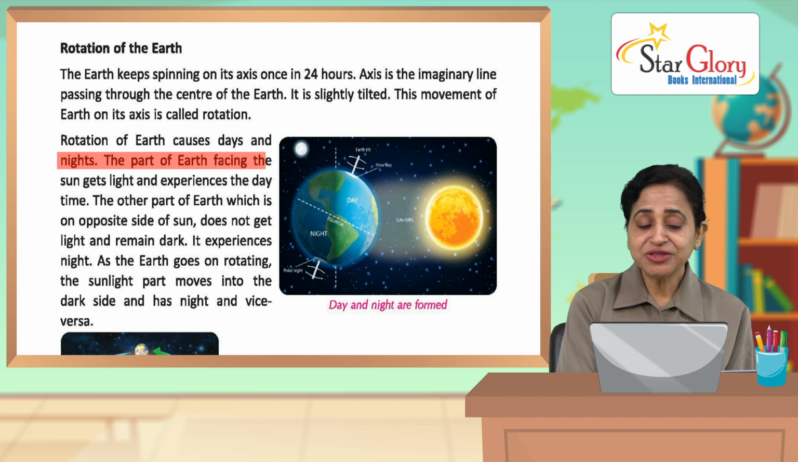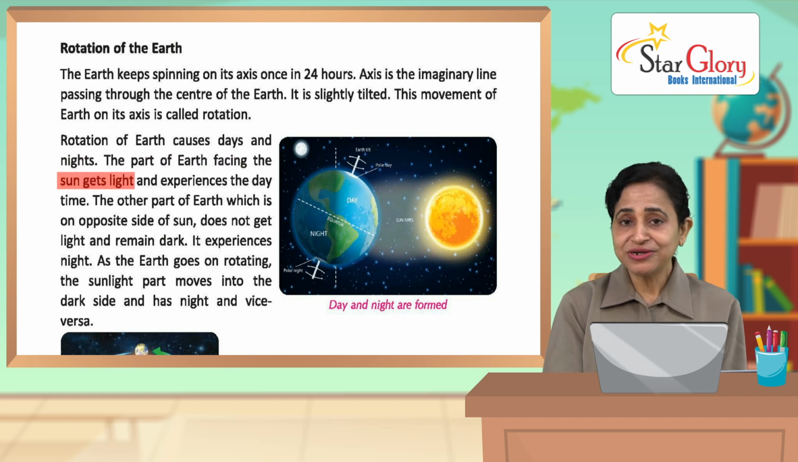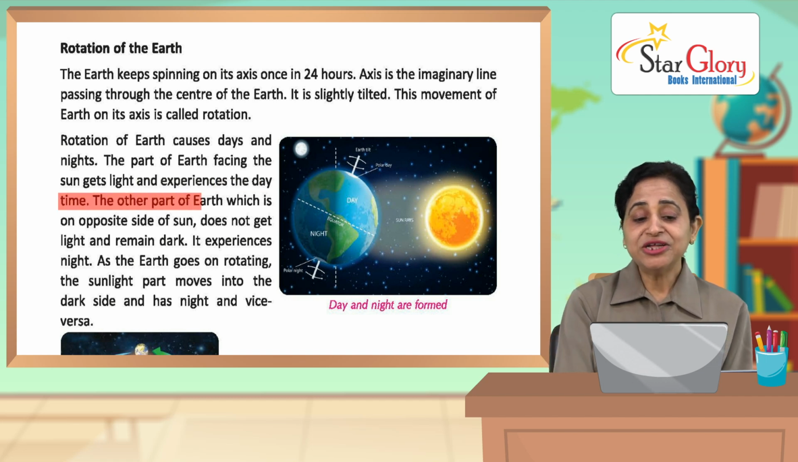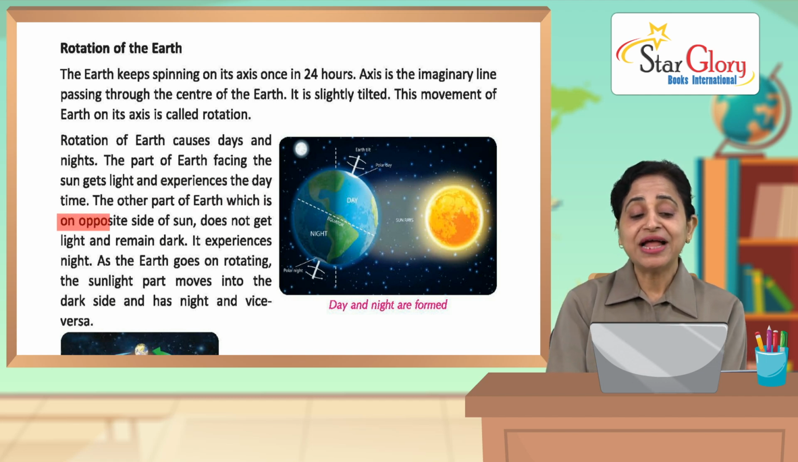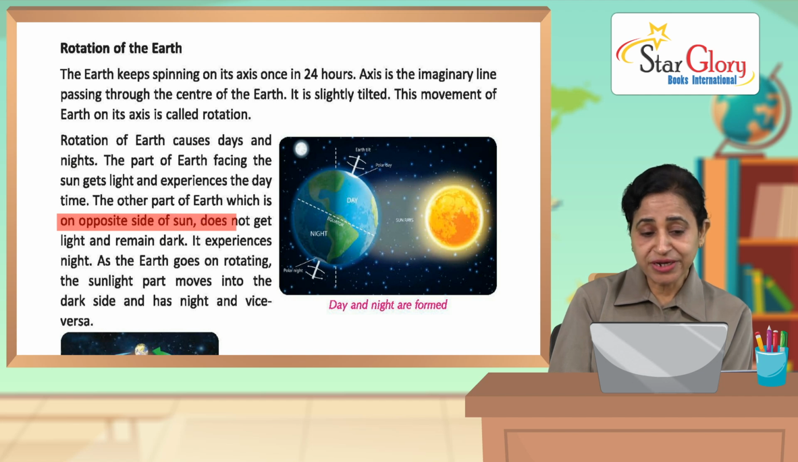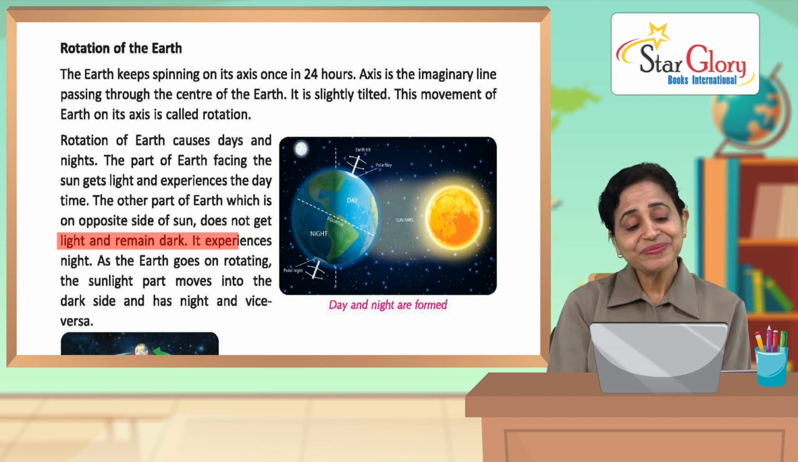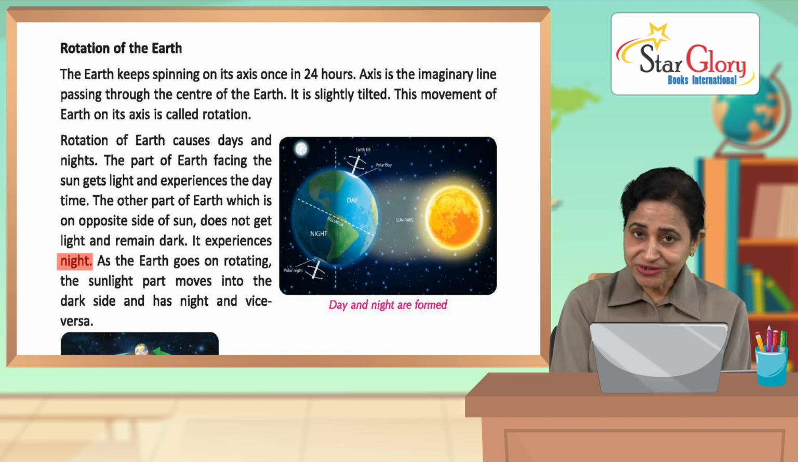The part of earth facing the sun gets light. जब ये sun के उसमें आती है तो light आ जाती है and experiences the daytime. And the other part of earth which is on opposite side of sun does not get light and remain dark. It experiences night. है ना?